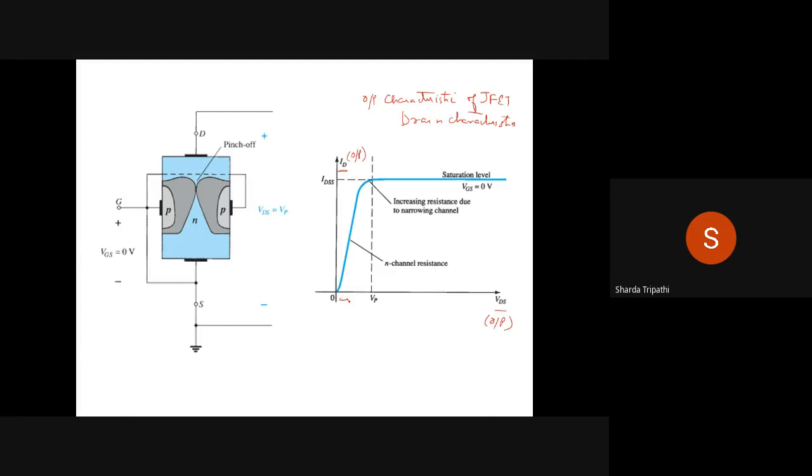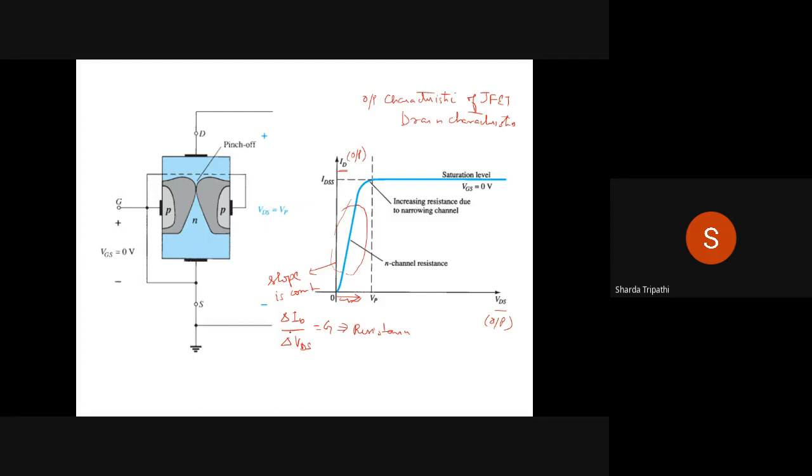So what happens in this region? I want you to concentrate over here. In this region, when VDS is increasing from 0 up to some small value, you see that the slope is almost constant. So what is the slope of the curve over here? The slope will be delta ID divided by delta VDS. This is current divided by voltage, so that will be the conductance of this JFET. So if the conductance is fixed, that means the resistance is also fixed.